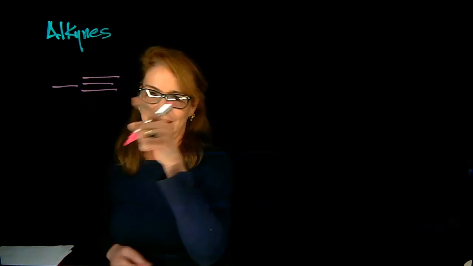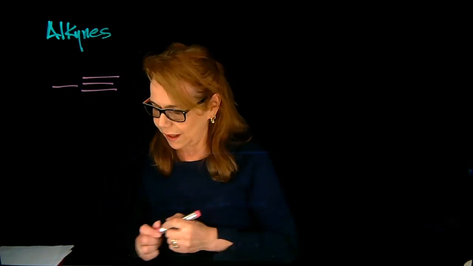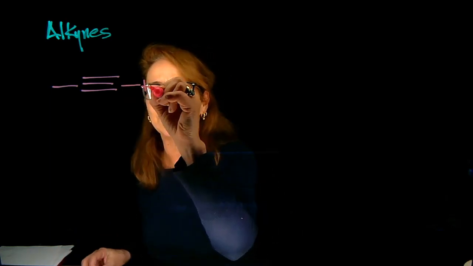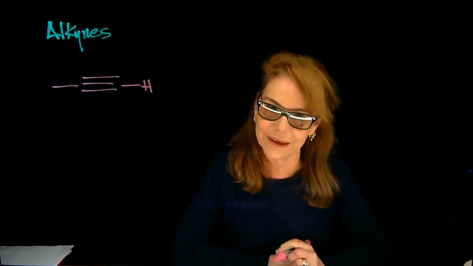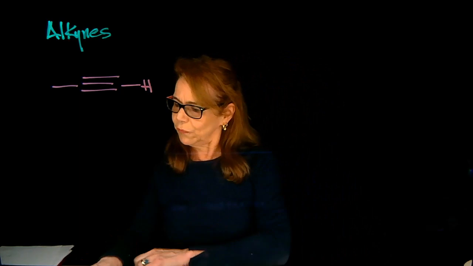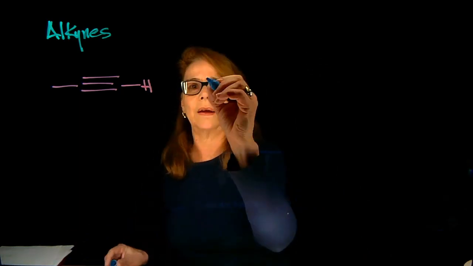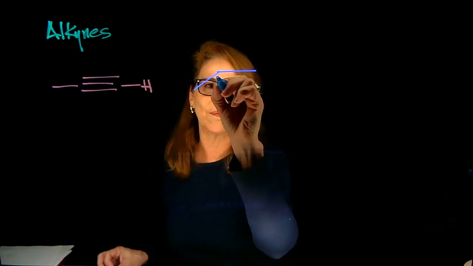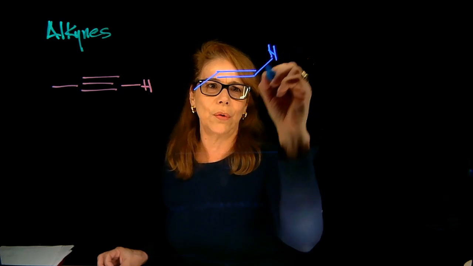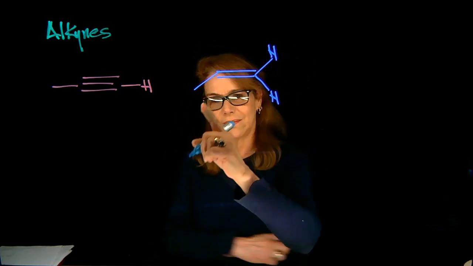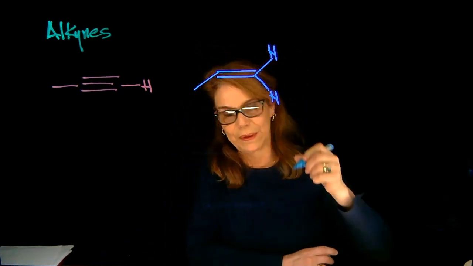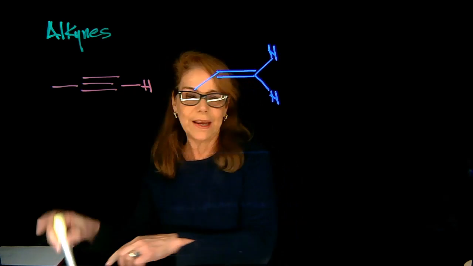And this right here is a terminal alkyne. In the case of a terminal alkyne, there is an H here. There is a hydrogen. So if we have now an alkene, and let's do this too. These are vinylic hydrogens, but these are then different.